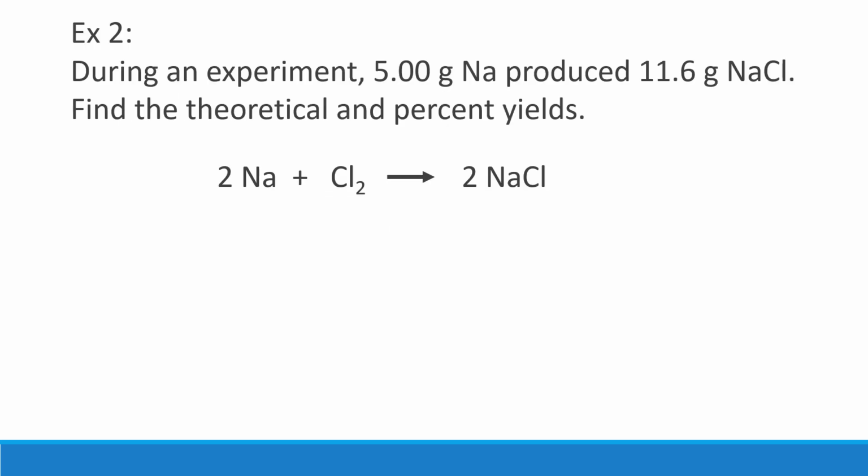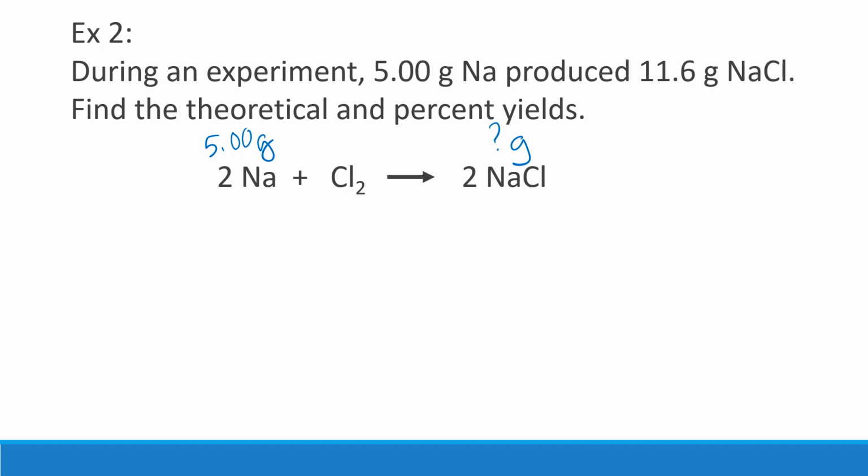Right? So this one says, during an experiment, 5 grams of sodium produced 11.6 grams of NaCl. Find the theoretical and percent yields. So when we look at this problem, right, the 5 grams of sodium's a reactant. And so that amount of sodium should be able to make some amount of NaCl. So to find the theoretical yield, I'm going to have to do stoichiometry, a mass-mass conversion, to work that out.